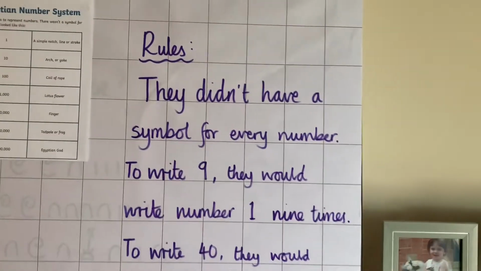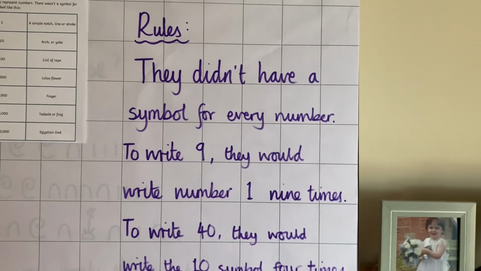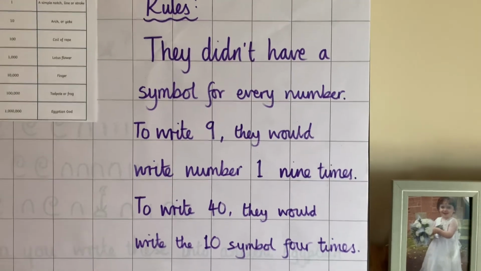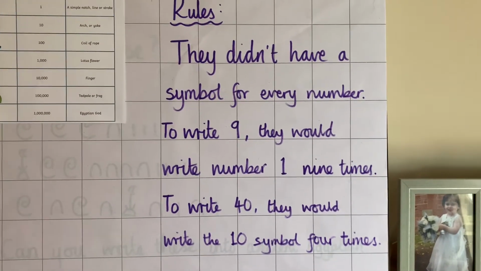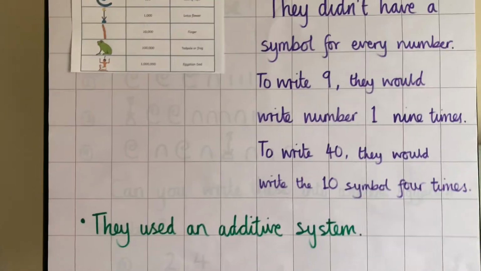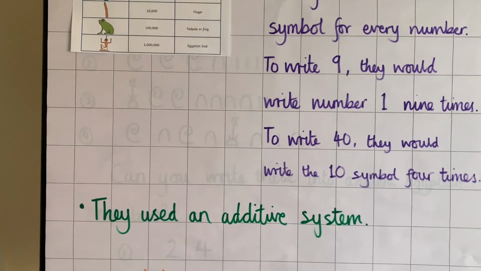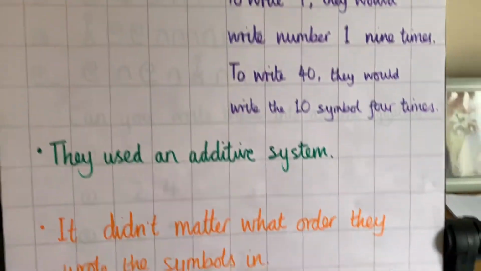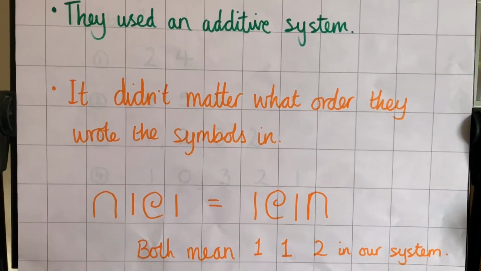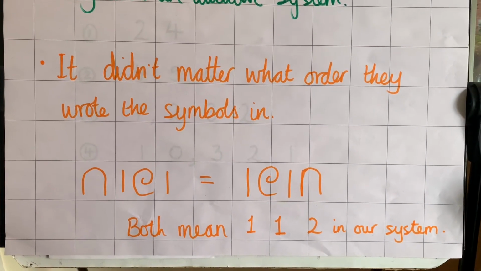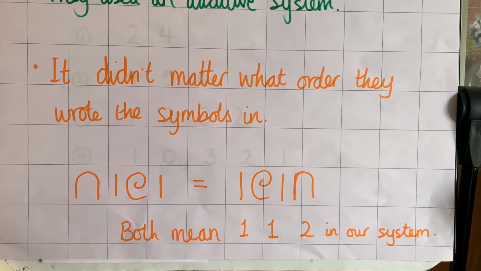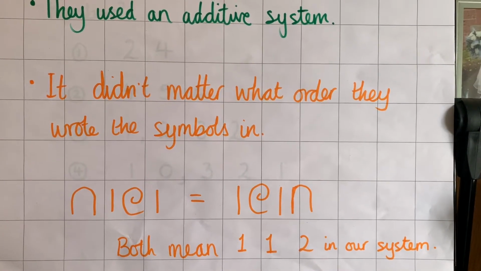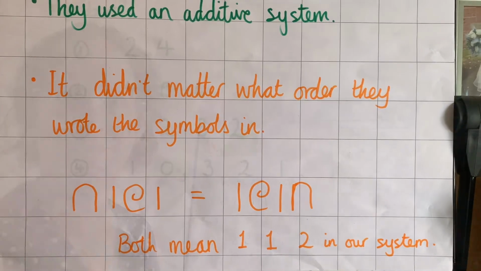Now we've got some rules to look at. They didn't have a symbol for every number, so to write 9 they would have to write the number 1 symbol 9 times, and to write 40 they would have to write the 10 symbol 4 times, and so on. The second rule is they used an additive system. So to look at the collection of symbols, you would add them together to get the final number. And the final rule is it didn't matter what order they wrote the symbols in. So the one that you can see there with an arch, a line, a coil of rope and a line is the same as the line, the coil of rope, the line and the arch. And both mean 112 in our number system.